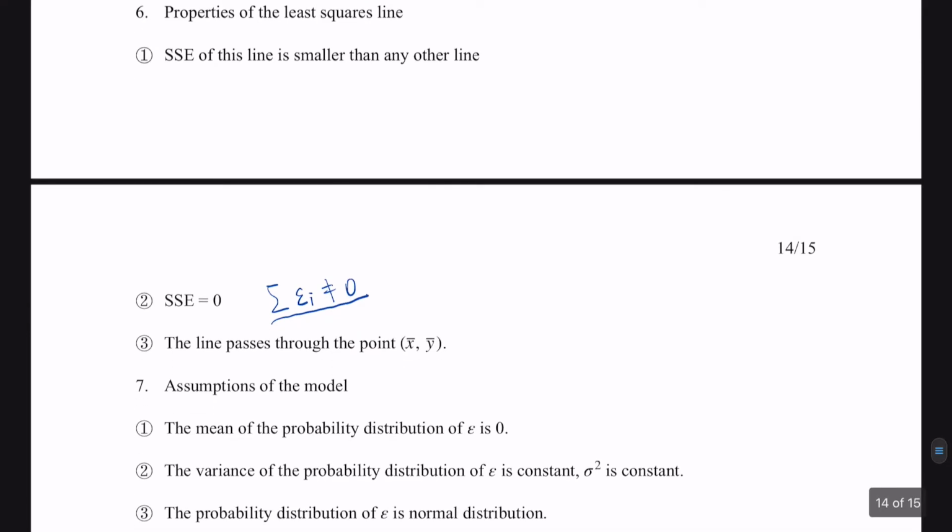And the third property you need to know is that this line always passes through the point x mean and y mean.